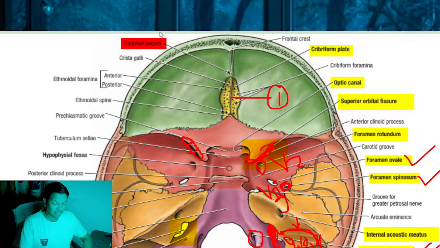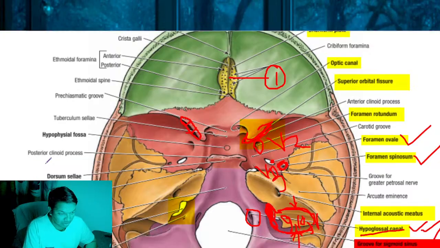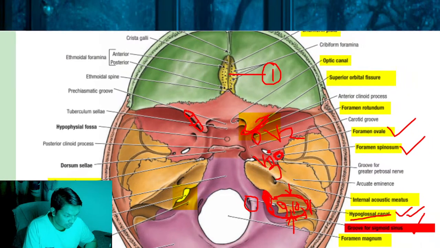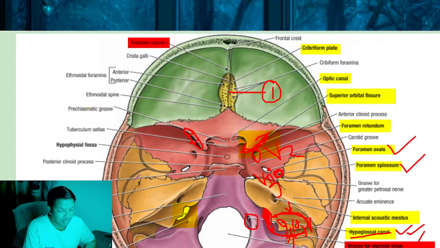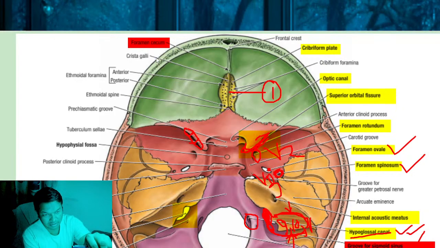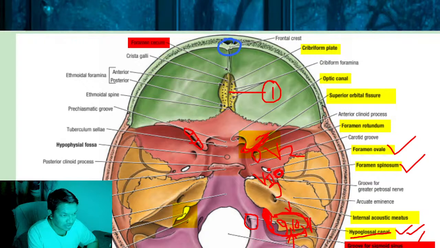So this is our preliminary picture of what we studied at our MBBS level. We just have a gross idea about the anatomical location and their formation. This is a cross section of the base of the skull, where we have different foramen and different structures. First of all, in the very beginning, you can see this is the frontal crest, and we have the foramen cecum.